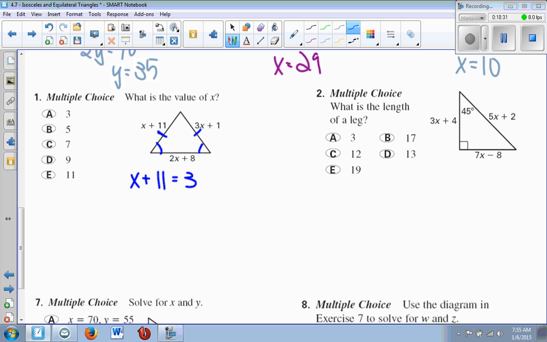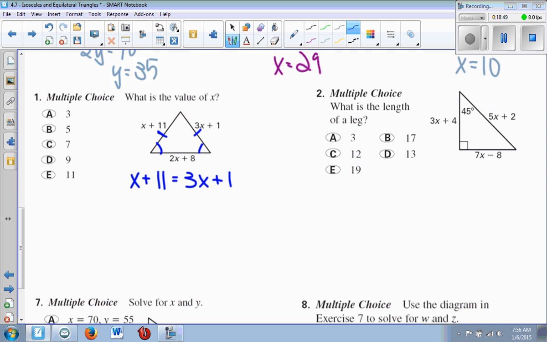So all we're going to do is set those legs equal and solve for x. Something that you don't want to do, don't add the 3 sides together and say that they're equal to 180, because side lengths aren't equal to 180. Angles are equal to 180, not side lengths.